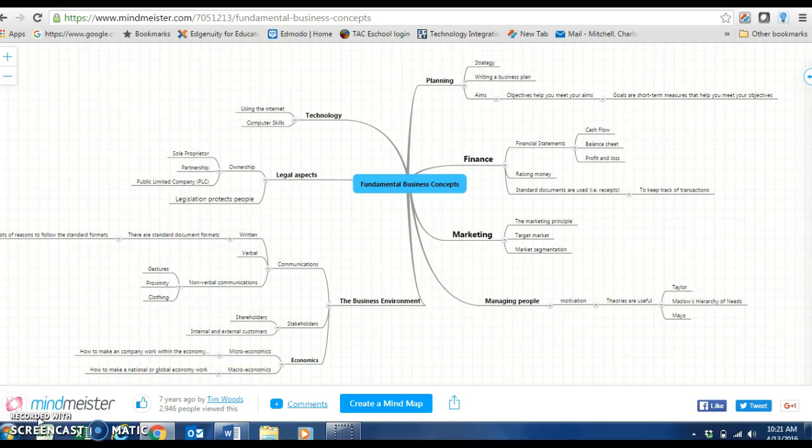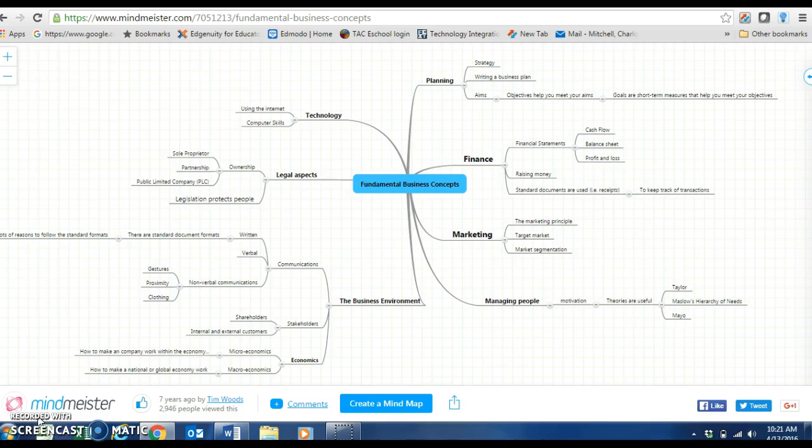Let's talk a little bit about fundamentals of business concepts. If you take a look at this mind map, by the way, you can go out and create your own mind map, and we'll do that later on in the week. But let's take a look at the fundamental business concepts.